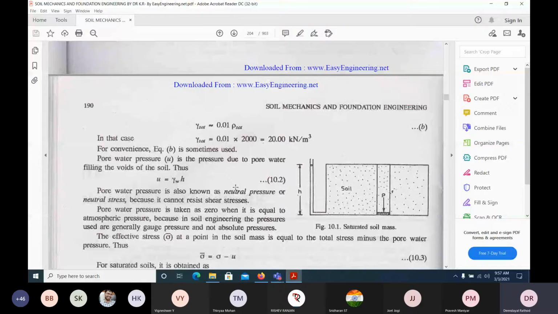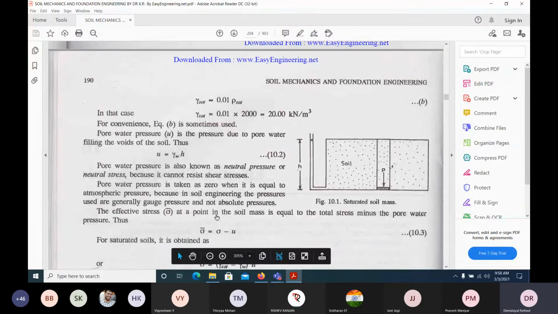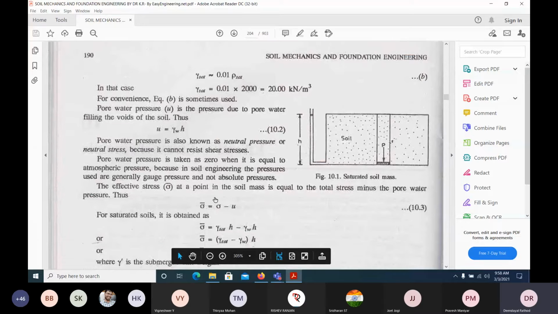Now coming to the definition of the effective stress. Effective stress is defined as equal to total stress minus this u, that is the pore pressure. When you deduct pore pressure from the total stress, then it is known as the effective stress. It is sometimes referred to with a dash or a bar: sigma bar is equal to total stress minus pore pressure.